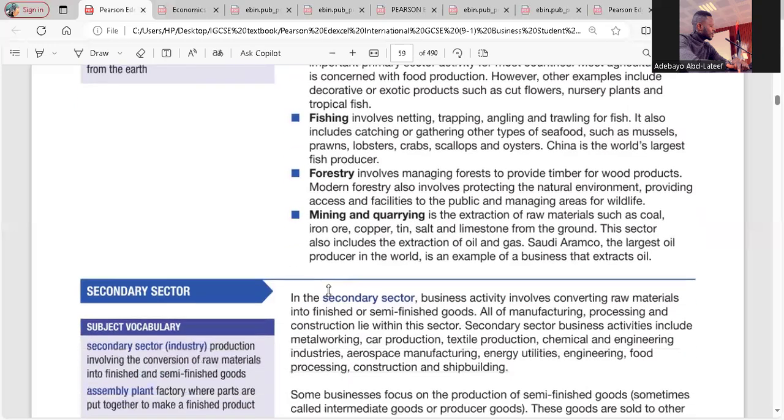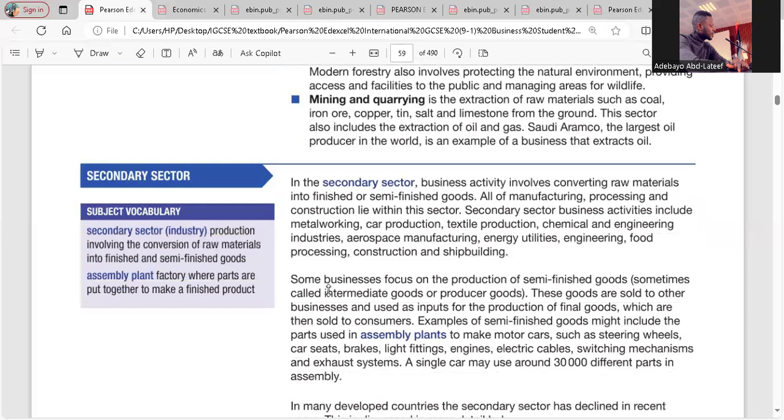We go to the secondary. For the secondary sector, this involves conversion of raw materials into finished goods. These things we extract, they are still raw. Like Coca-Cola, they are still raw. They need to be converted to be consumed, to the final product. So those businesses that are involved in the conversion of raw materials into finished goods are called the secondary sector businesses.